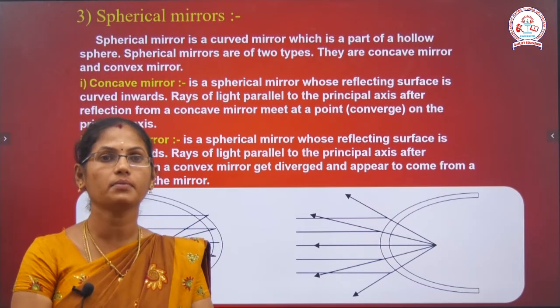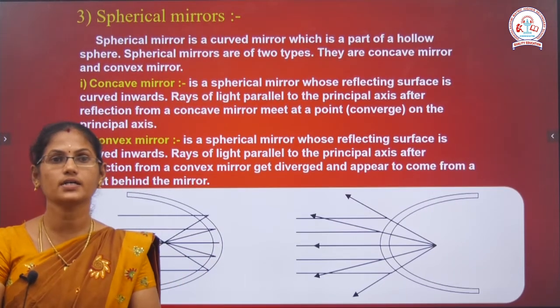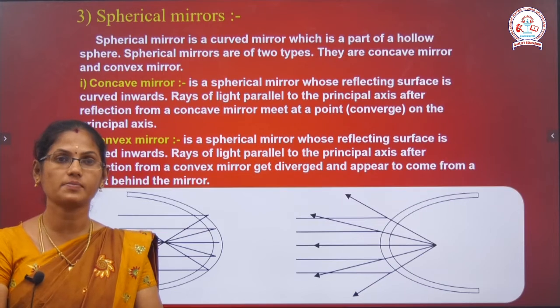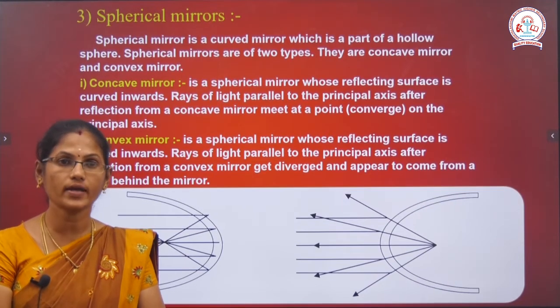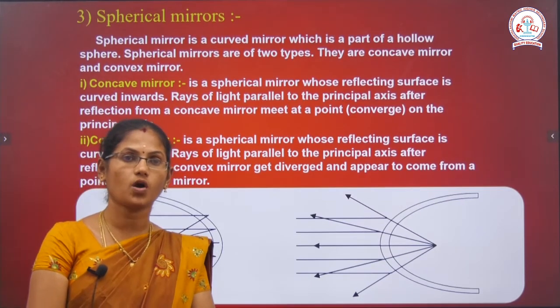So, what is a spherical mirror? A spherical mirror is a curved mirror, and there are two types: one is the convex mirror, and the other is the concave mirror. So, what are convex and concave mirrors?